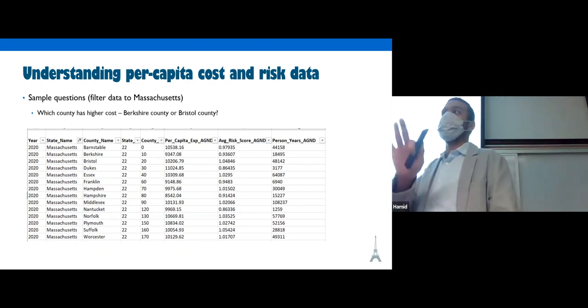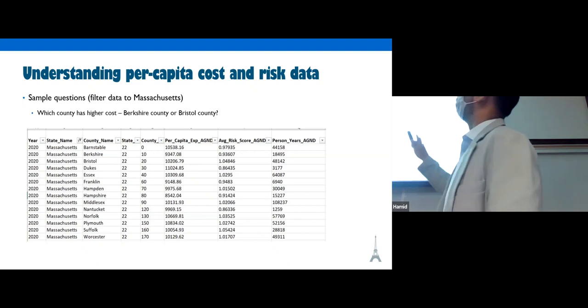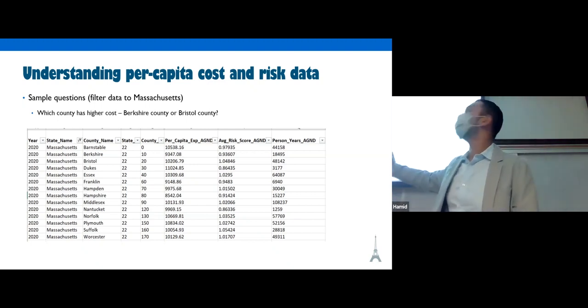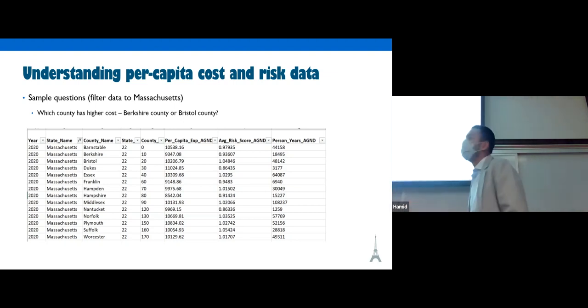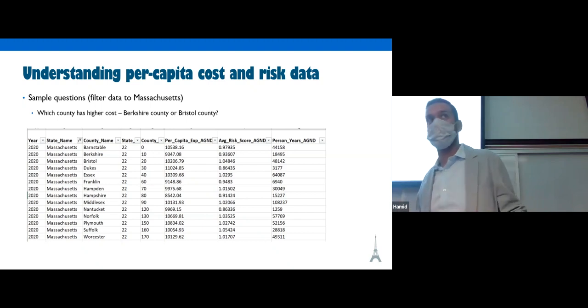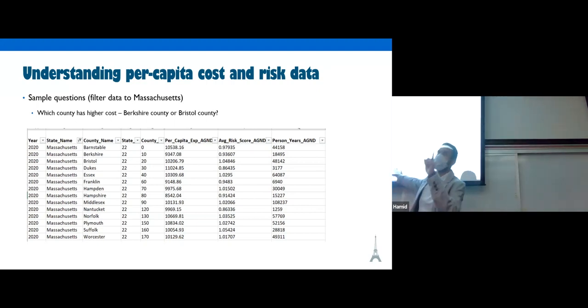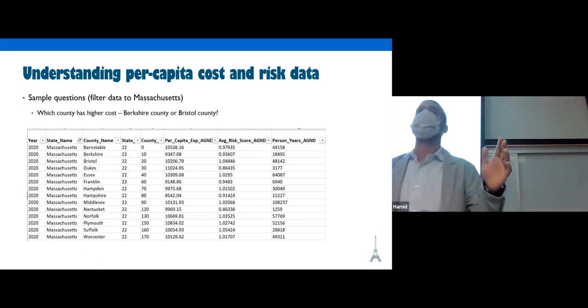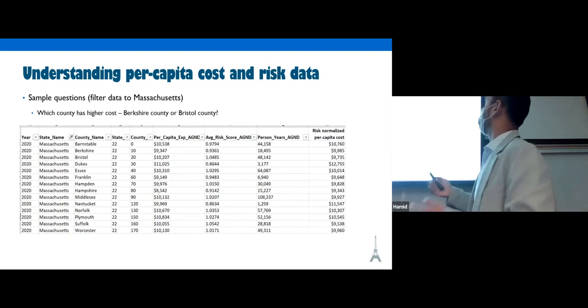This is a really, really big hint. You're really going to need this concept in order to succeed in the assignment, right? So if you look at the per capita cost as is, Bristol obviously appears to have much higher cost than Berkshire, right? But what's really happening here is that Berkshire actually has a much healthier population than Bristol. Bristol has a much sicker population because remember, average risk score is normalized to 1.0. So if you're south of 1.0, you're healthier. If you're north of 1.0, you're sicker. So you can't really compare Berkshire and Bristol because it's like comparing apples and pineapples, all right? So if you're going to answer that question, you have to do a little bit of math.